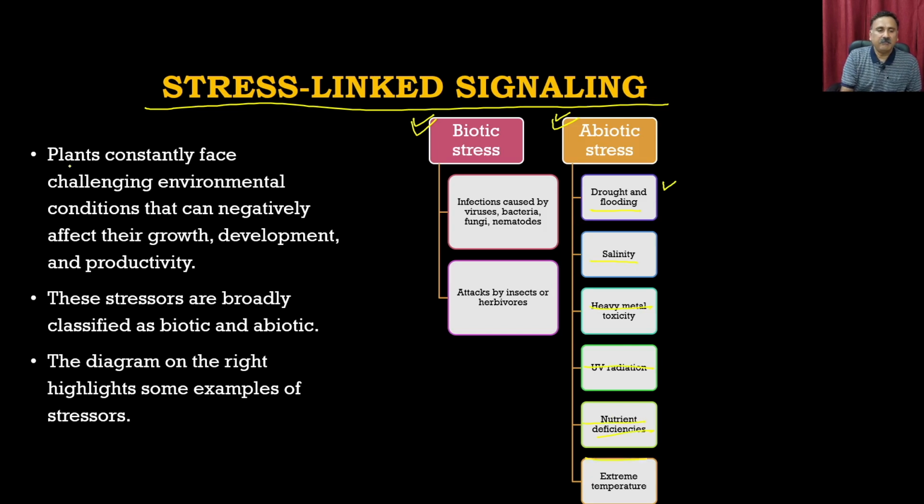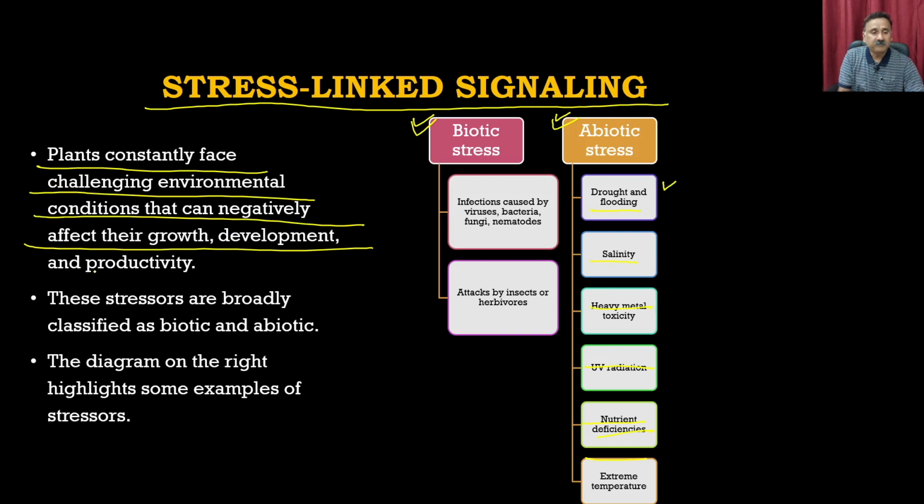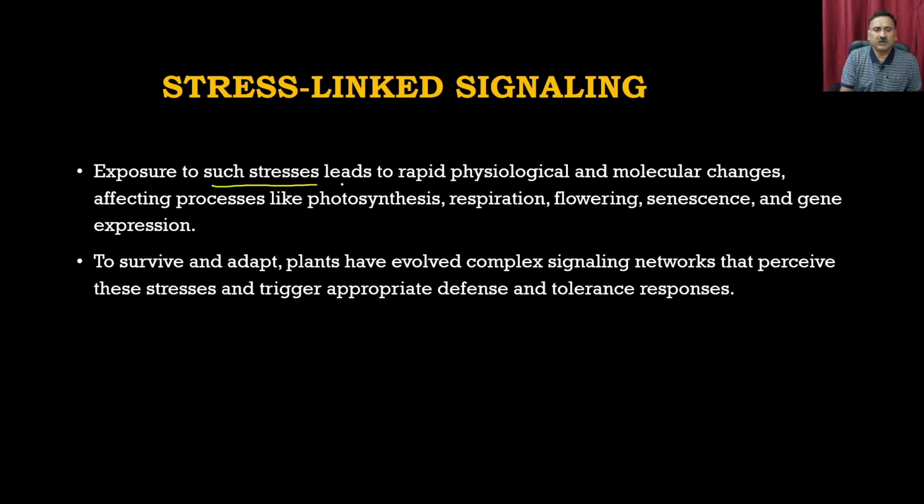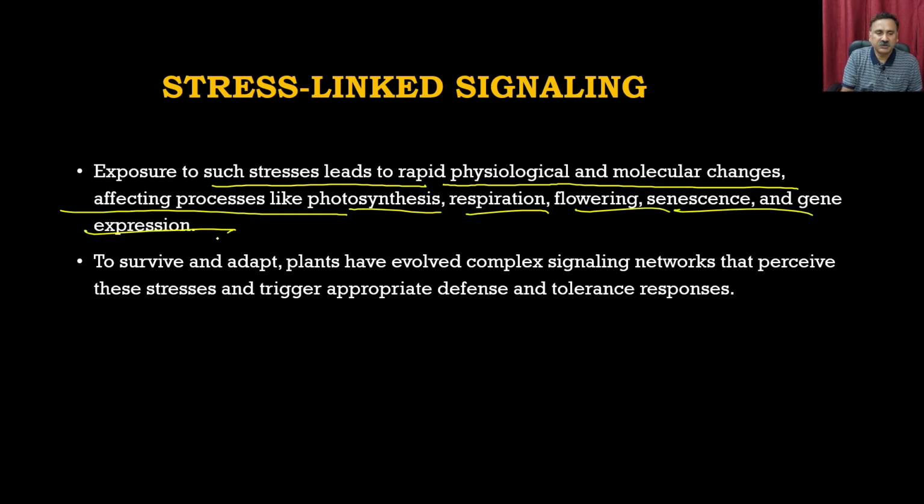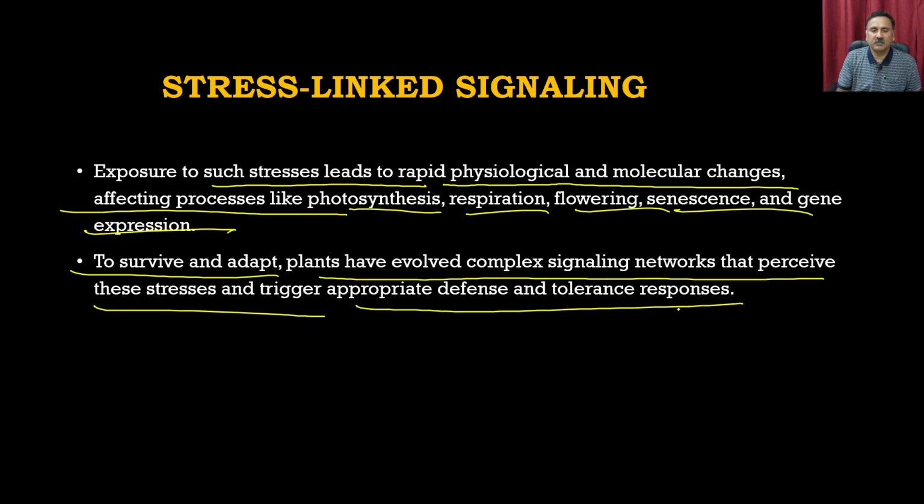So all these, and plants constantly face challenging environmental conditions that can negatively affect their growth, development, and productivity. These stresses are broadly classified as the abiotic or the biotic stresses. The exposure to such stresses leads to rapid physiological and molecular changes affecting processes like photosynthesis, respiration, flowering, senescence, and gene expression. To survive and adapt, plants have evolved complex networks that perceive these stresses and trigger the appropriate defense and tolerance responses.